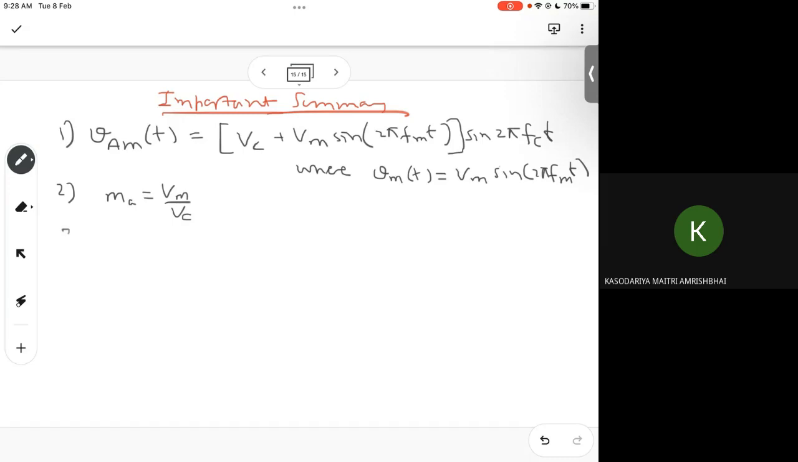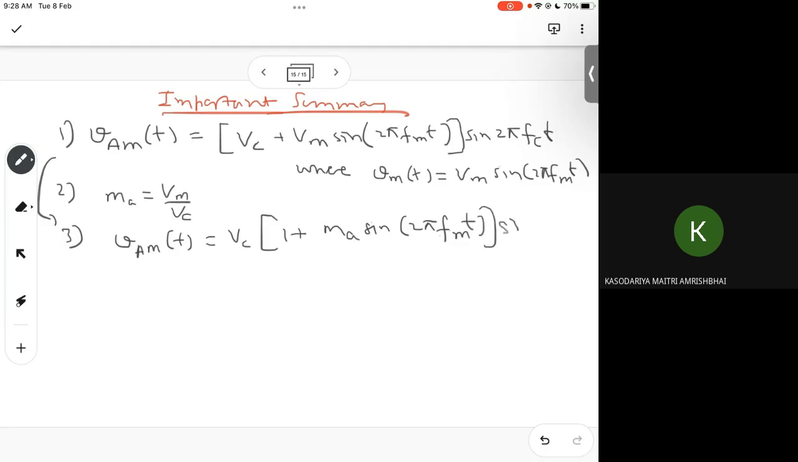And in terms of the modulation index, we could write this as V_AM(t) is equal to Vc (1 + ma sin 2π fm t) sin 2π fc t. It is very simple to understand once you have understood. Nothing great in the mathematical equations, I put it in a very simple form. So this is the expression in terms of ma.